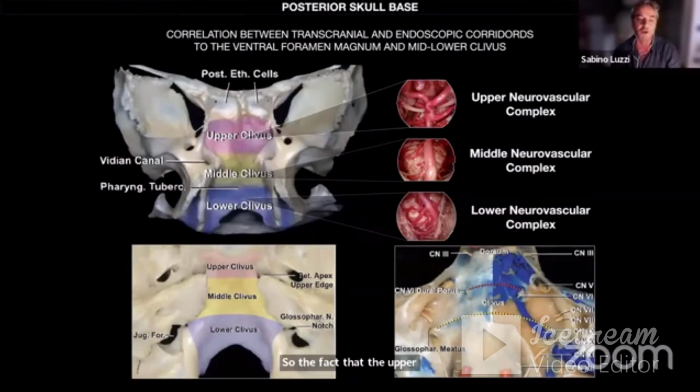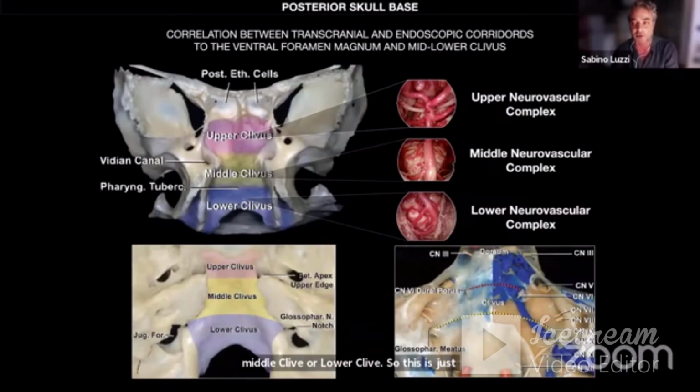So when we want to expose a superior transclival approach, this approach is a transsphenoidal transclival approach because we enter the sphenoid sinus. Conversely, in most of the cases, when we work just below an imaginary line traced at the level of the Vidian canal, we work at the level of the middle clivus or lower clivus. So this is just a transclival approach, and these are extrasphenoidal approaches here.